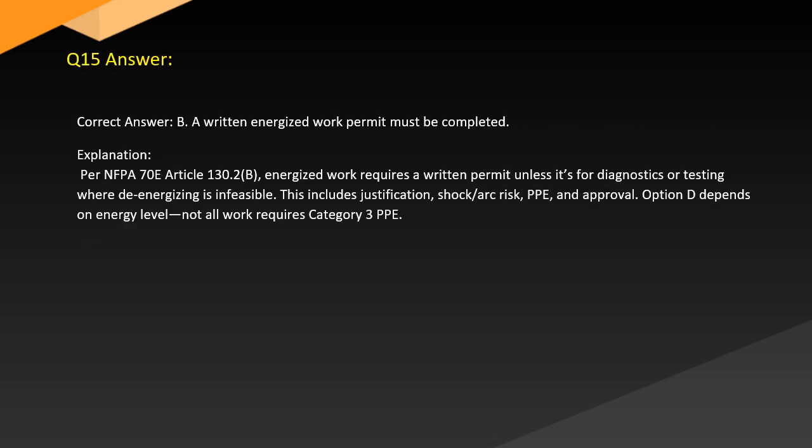Answer. Correct answer: B. A written energized work permit must be completed. Explanation. Per NFPA 70E Article 130.2(B), energized work requires a written permit unless it's for diagnostics or testing where de-energizing is infeasible. This includes justification, shock and arc risk PPE, and approval. Option D depends on energy level. Not all work requires Category 3 PPE.